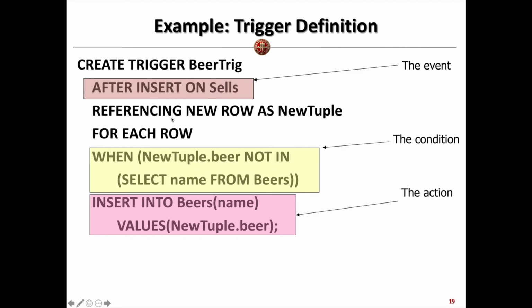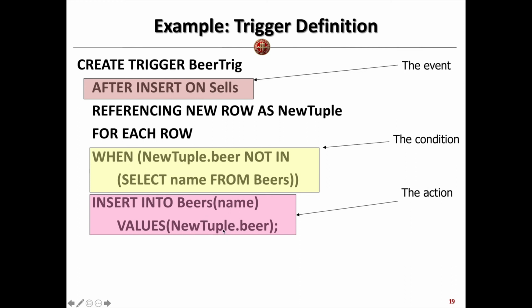And here we have two more rows. We can just go to the next row instead, where we have WHEN new tuple.beer NOT IN (SELECT name FROM beers). This new tuple denotes the new data we are adding into the sales table. New tuple.beer means the beer of this new data record is not in the beers table right now. It's a condition, right? If this condition is true, we'll do the action. The action we have here is INSERT INTO beers(name) VALUES new tuple.beer, because right now we only know the beer name, right? We can insert this value into the beers table.